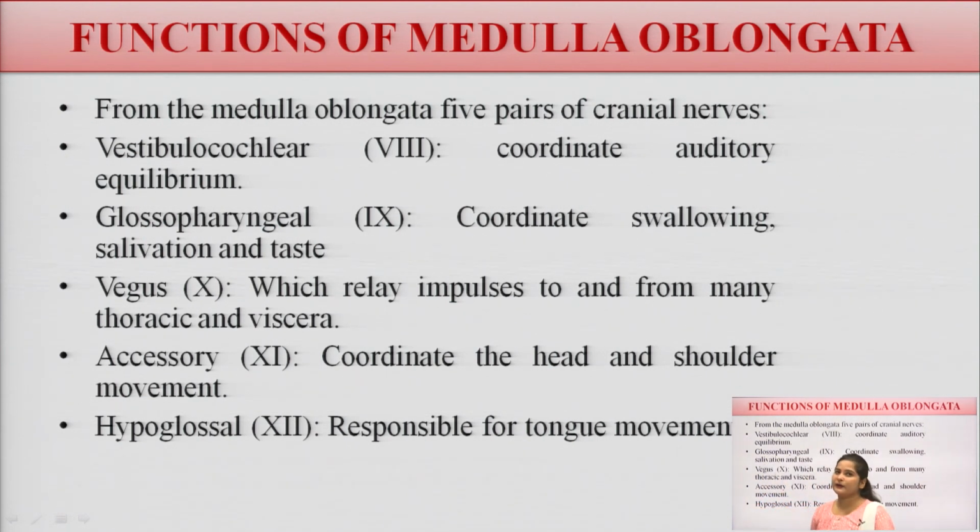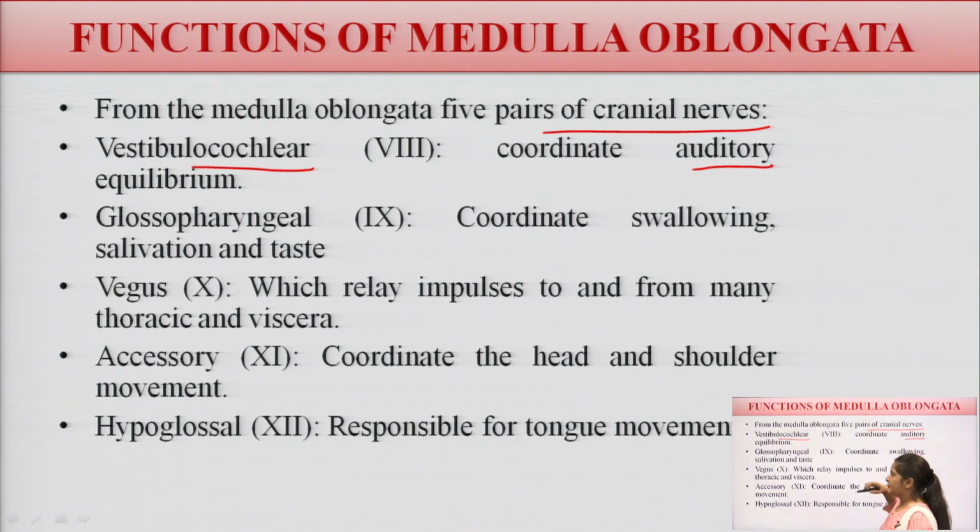Now, if we talk about the function of the medulla oblongata, basically from the medulla oblongata there are 5 pairs of cranial nerves. In the pons there are 4 pairs. Now, in the medulla oblongata there are 5 pairs. First is the vestibulocochlear, cranial nerve number 8. It coordinates auditory equilibrium.